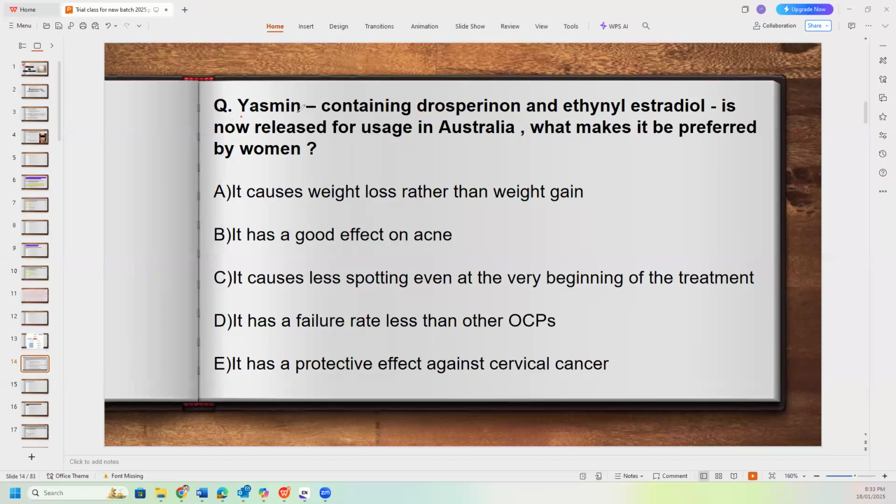Alrighty. Okay, next question is Yasmin. It is the name of an oral contraceptive pill in Australia. It contains drospirenone, which is a type of progesterone, and ethinyl estradiol. It's now released for usage in Australia.